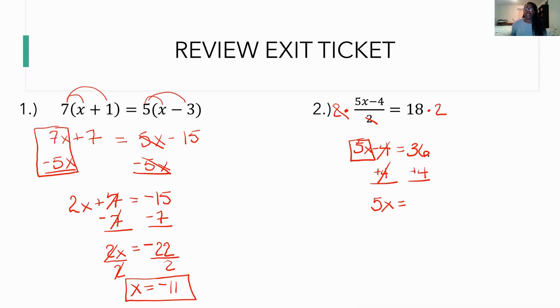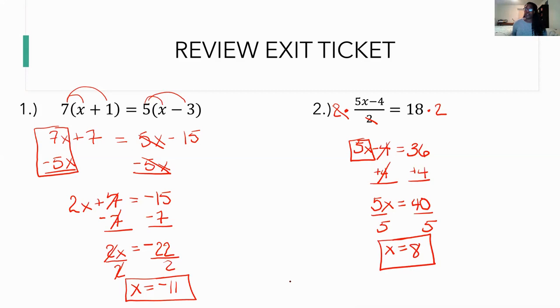So now 36 plus 4, that gives me 40. Okay? So now 5x equals 40. That means I need to divide both sides by 5. And then x will equal 40 divided by 5, which gives me 8.